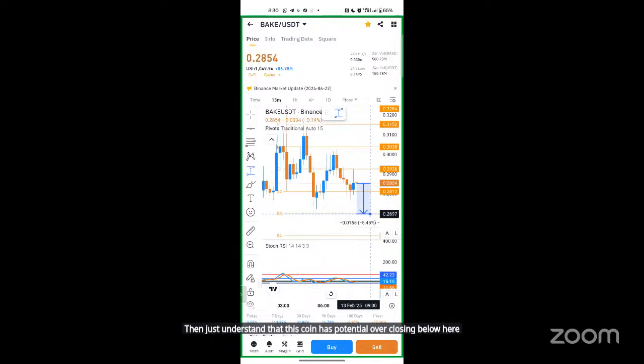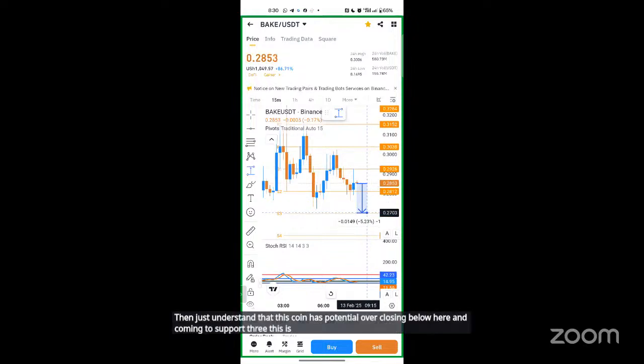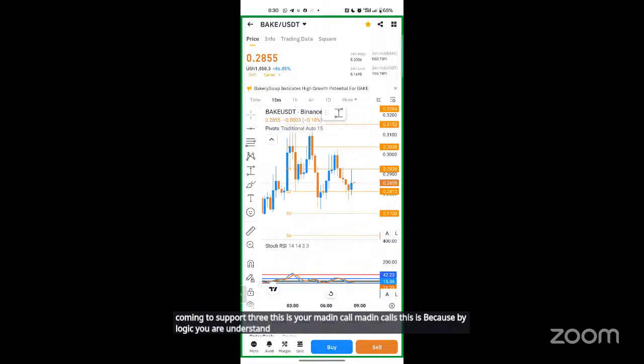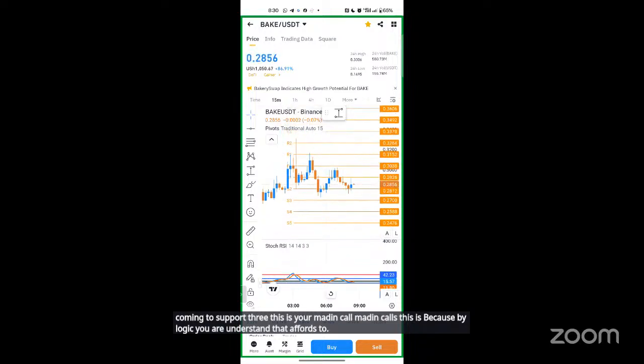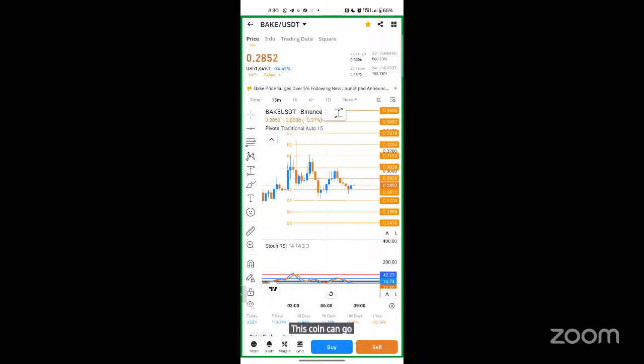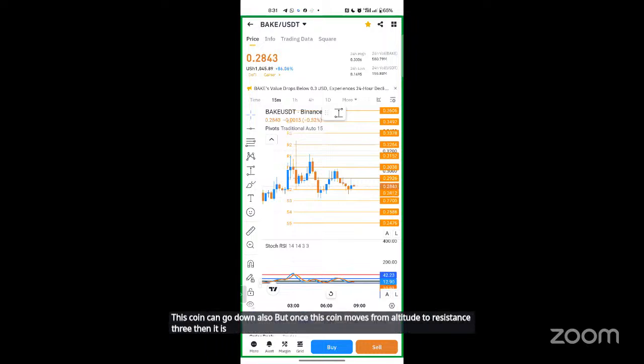and coming to support 3. This is your margin call. Because by logic, you understand that at support 2, this coin can go down also. But once this coin moves from support 2 to resistance 3, then it is in the overbought area.